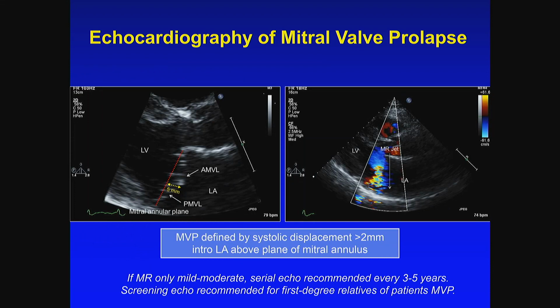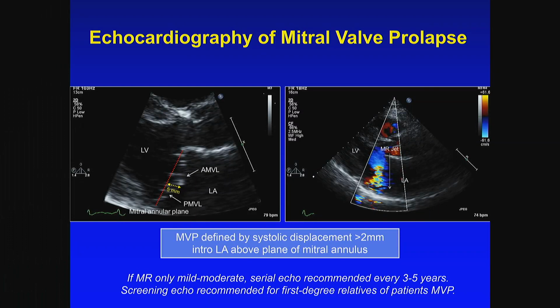We use echocardiography to diagnose and follow patients with mitral valve prolapse. Mitral valve prolapse is defined by the systolic displacement of more than 2 millimeters of the mitral valve leaflet into the left atrium above the plane of the annulus. This is an example of bileaflet prolapse where the posterior leaflet and anterior leaflet are prolapsing, in this case 5 millimeters, past the mitral annular plane from the left ventricle into the left atrium. And if we put color Doppler on such patients, there can be fairly eccentric jets of mitral regurgitation seen.